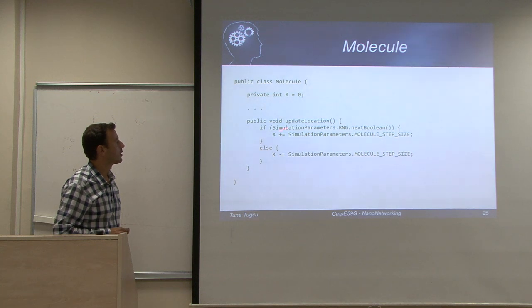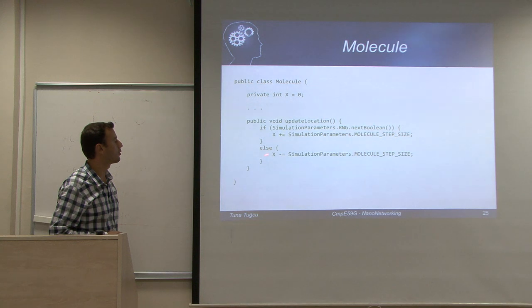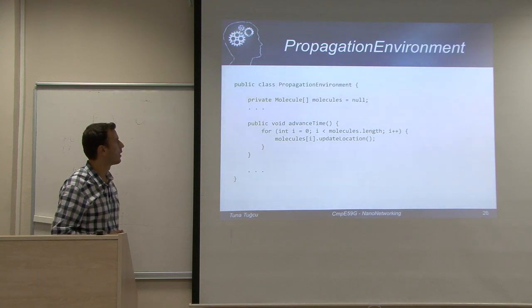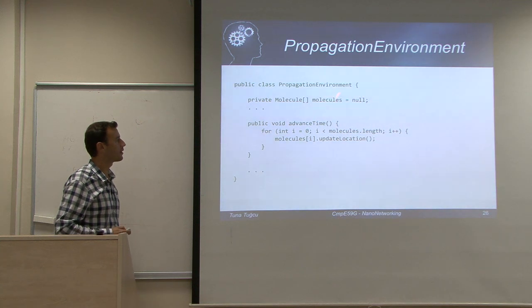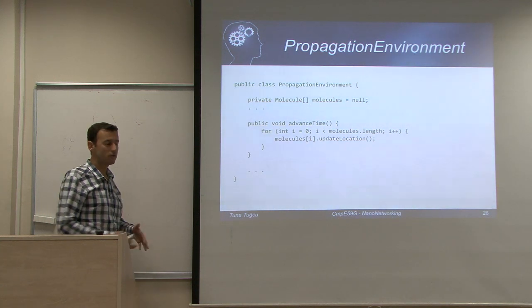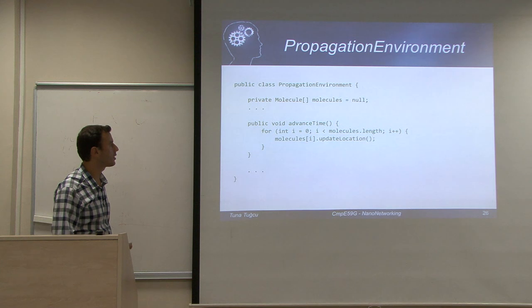So with 0.5 probability, it goes to the right. OK, with 0.5 probability, it goes to the left. Simple, easy. And in the propagation environment, since we have hard-coded, again, we don't go with some data structures. We have a simple array.